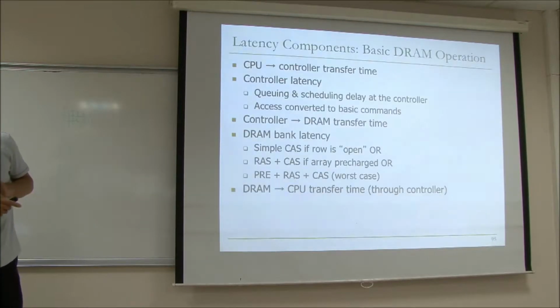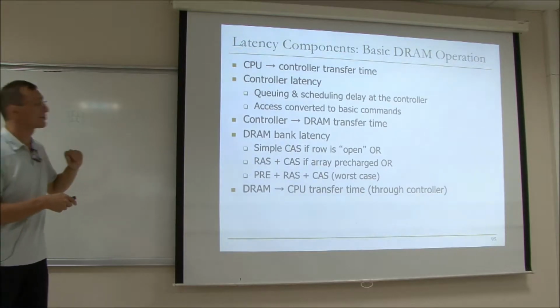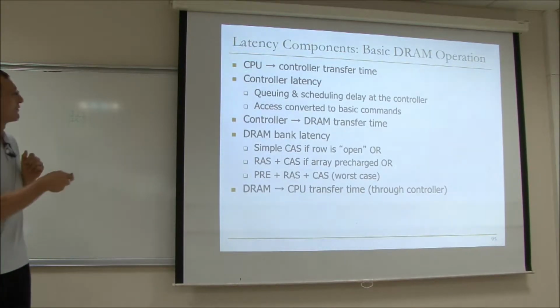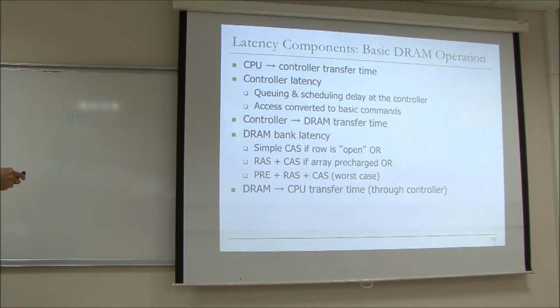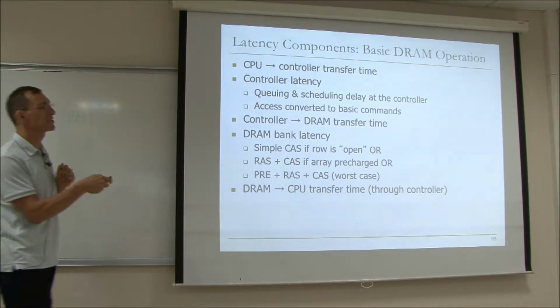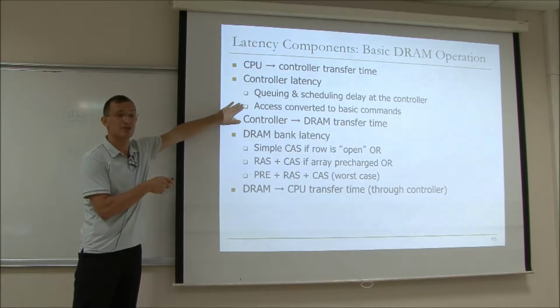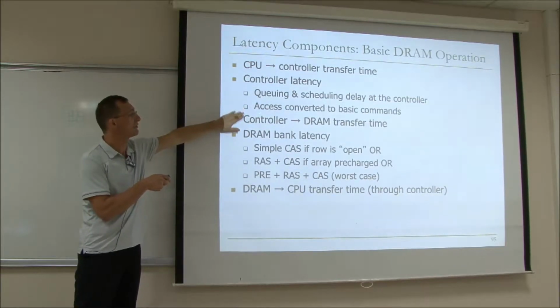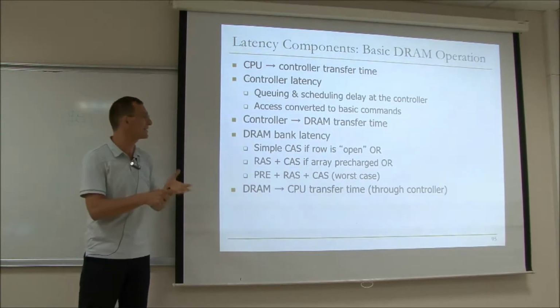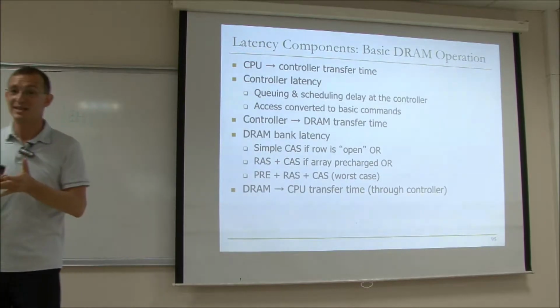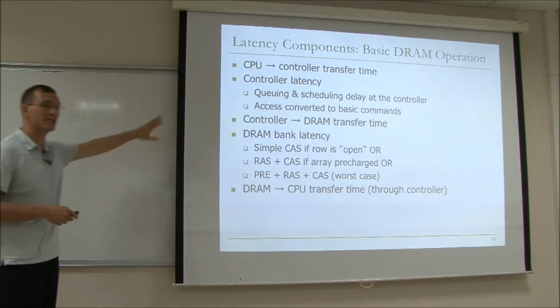I think that's okay. Basically, what are the latency components to actually transfer this? First, the CPU needs to request the data. So there's some transfer time from the CPU to the controller on chip. There's controller latency, there's queuing and scheduling delay, and the controller converts the request to basic commands: activate, read, write, precharge, and a bunch of other commands. And we will see some of that.